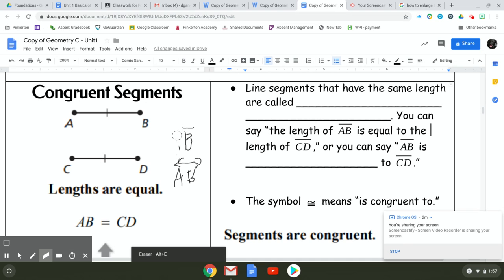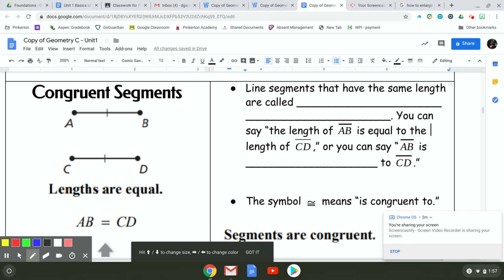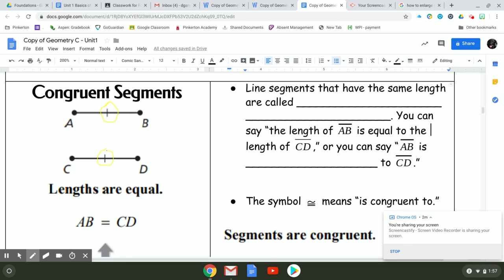So if I'm talking about a segment and I want to show that the segment lengths are the same, you do that by putting this little tick mark here in the middle of each one of those segments. And that indicates that those two segments are the same length. Whether they look it or not doesn't really matter. You have to go by what is labeled. And so if it's labeled that they are congruent, then they are congruent.